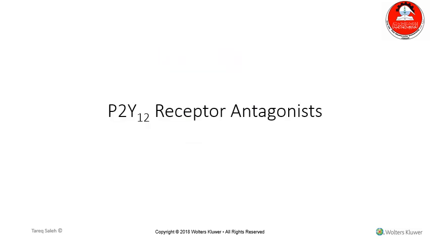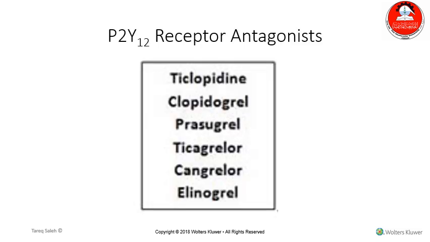Let's move now to another class of drugs that interfere with platelet activation and aggregation. This class is called P2Y12 receptor antagonists. Several drugs are classified under this class, and these include ticlopidine, clopidogrel, prasugrel, ticagrelor, cangrelor, and elinogrel.